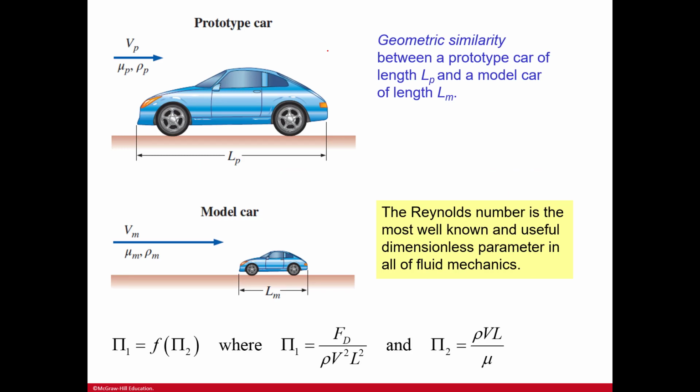So here is another model car versus a prototype car and the geometric similarity, right? So it's being scaled down. And then here we're introducing the Reynolds number, and it's the most well-known and useful dimensionless parameter in all of fluid mechanics. This is it, and it's denoted by Re.